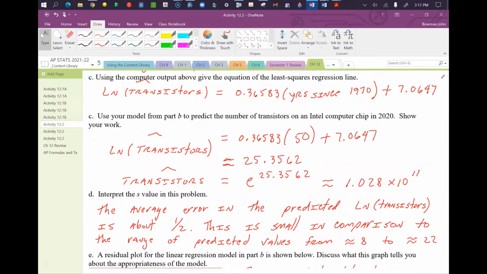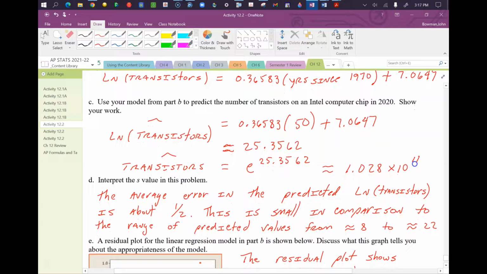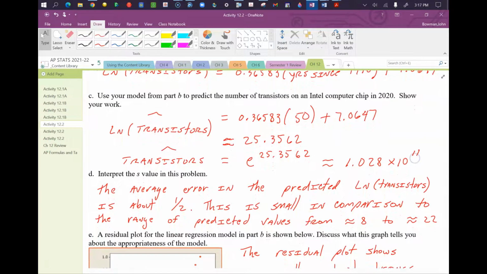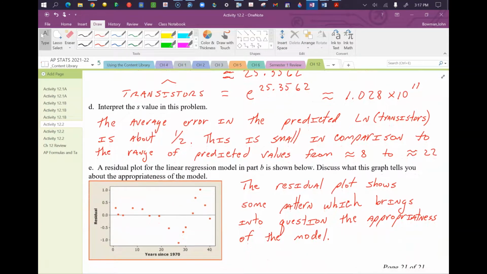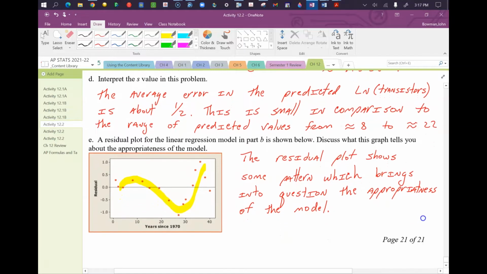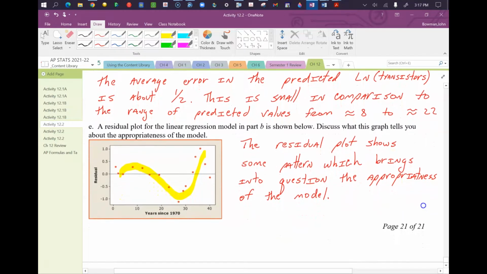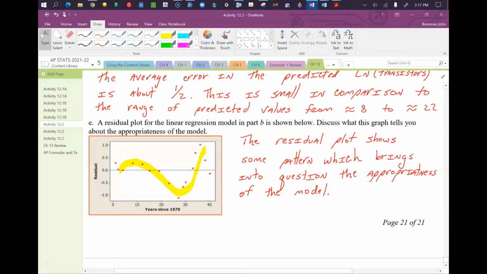You could also be asked to interpret the S value in the context of the problem, which we talked about just a minute ago. Don't forget to take a look at the residual plot. There is some pattern in this residual plot, so it would raise some concern for me as to whether or not a linear model is appropriate for this transformed data.